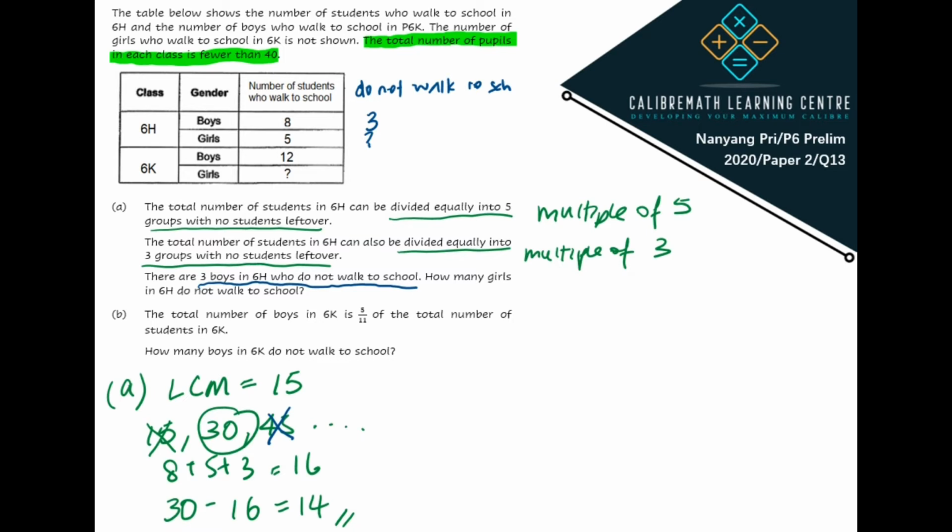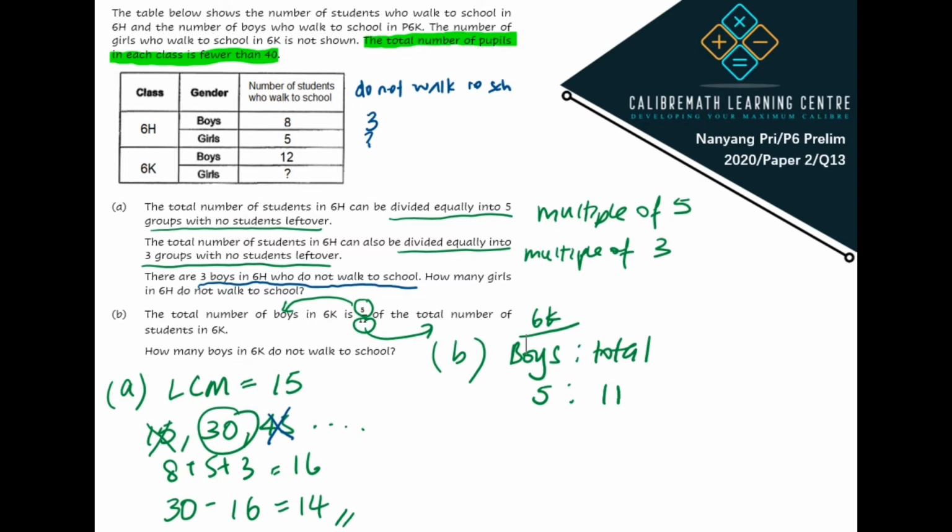Okay, for part B, it says the total number of boys in 6K is 5 out of 11 of the total number of students in 6K. So this 5 units here refers to the total number of boys in 6K. We can represent that. Boys in 6K to the total in 6K is 5 is to 11. The 11 refers to the total number of students in 6K.